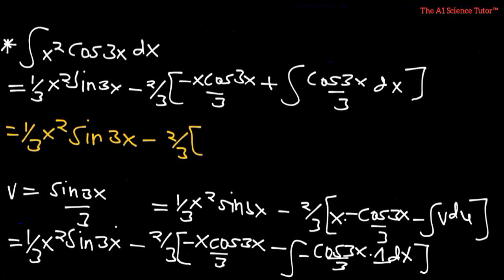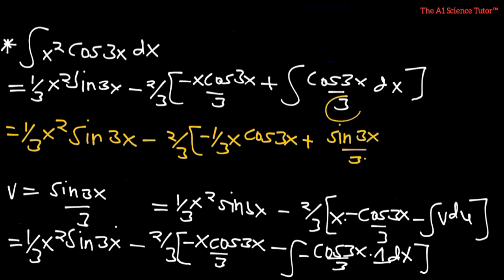So this is going to be negative 1 over 3 x cos 3x. Well, okay, I will rewrite this. And this is going to be plus sine 3x over 3. And that should be multiplied with another 3, which is the 3 which was there originally. Then there will be a plus c over here.